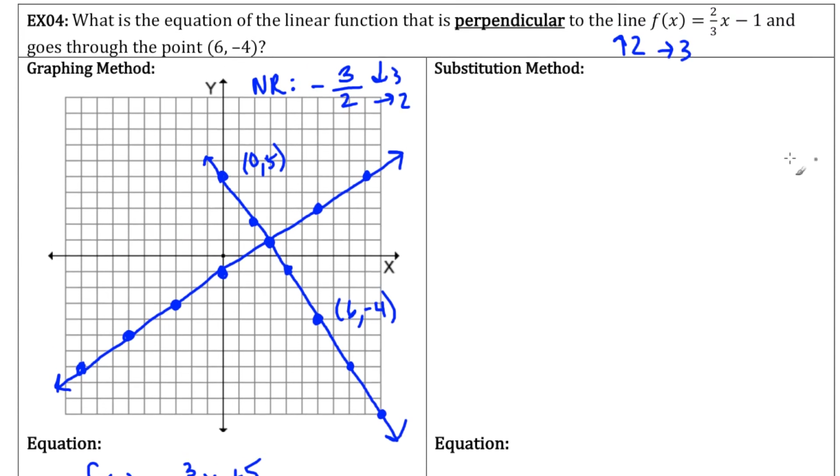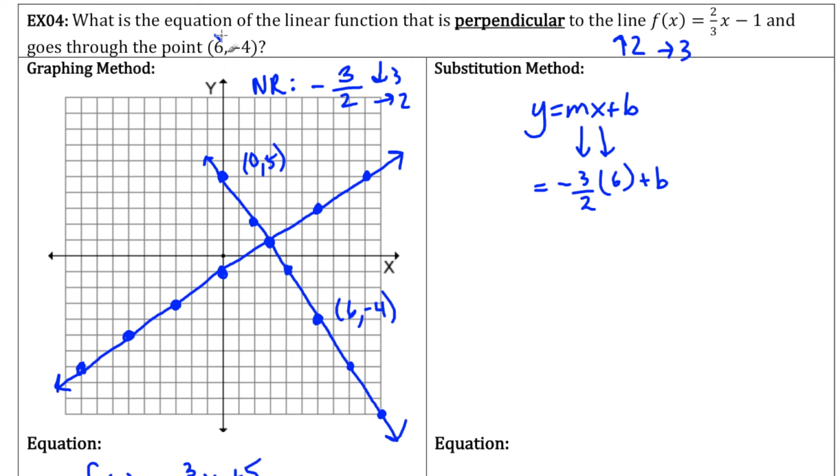Let's use the equation instead. So we have y equals mx plus b. I know that my m isn't going to be 2 over 3. It's going to be negative 3 over 2. Instead of x, I'm going to use the one provided, which is 6. Plus b, because remember, I don't know b. I didn't do this part. This is just another method. So plus b equals the y that goes with it.